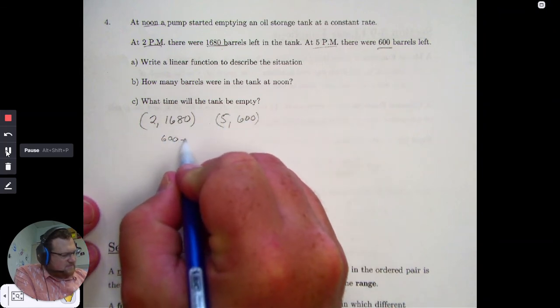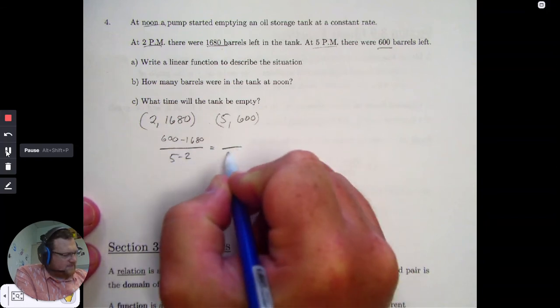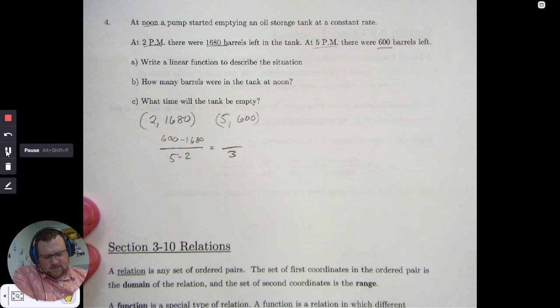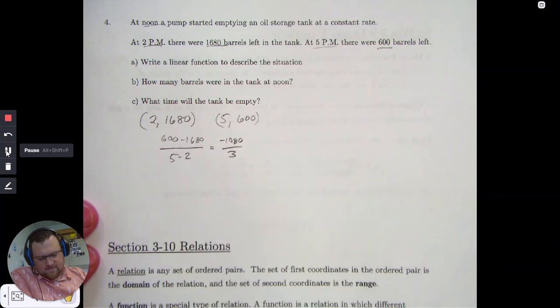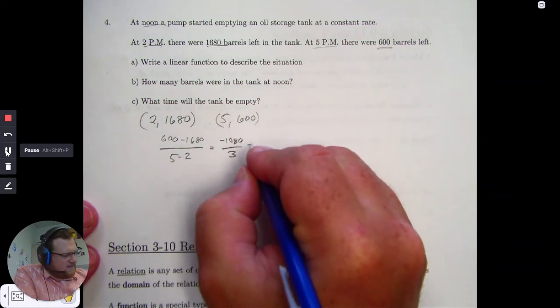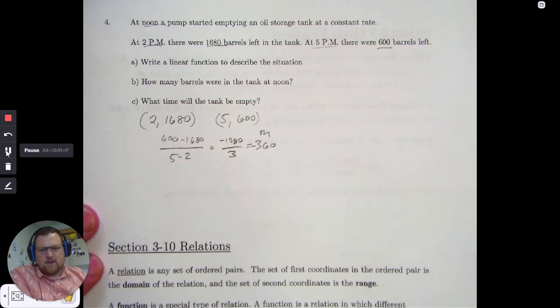So 600 minus 1680 over 5 minus 2. If you do 600 minus 1680, that gives you a negative 1080. And then divided by 3 is 360. So negative 360 is my slope. Now, this makes sense that it's negative. Anytime you're doing one of these problems, you should always ask yourself, does my answer make sense? Well, if we're taking oil out of a barrel, then it would make sense that it's a negative slope for how much oil is left in the barrel because it's coming out.